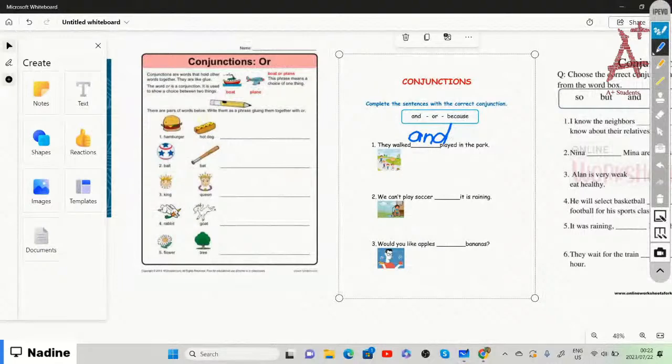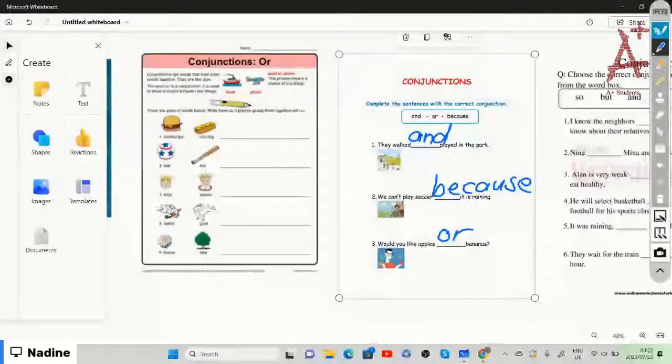We can't play soccer. And why can't we play soccer? Because it is raining, right? So we can't play soccer because it is raining. Would you like apples or bananas? A choice. Apples or bananas, right?